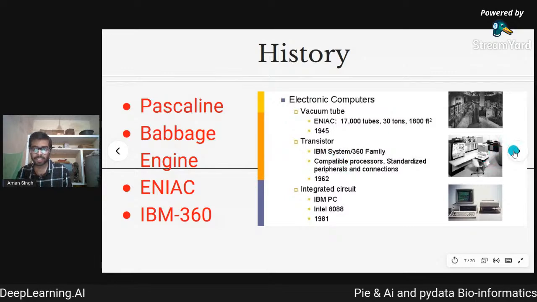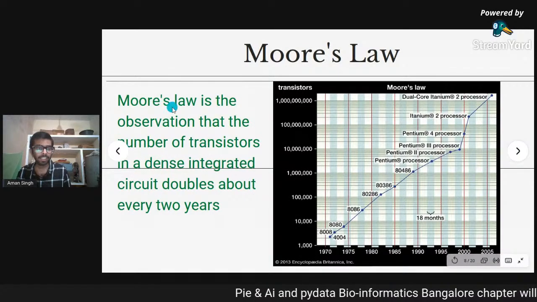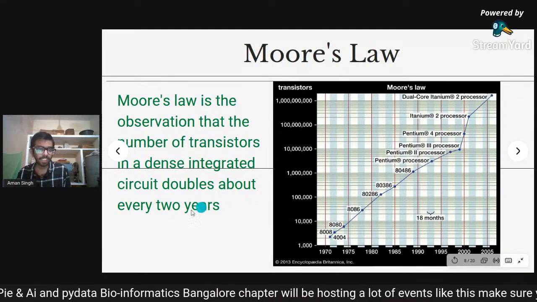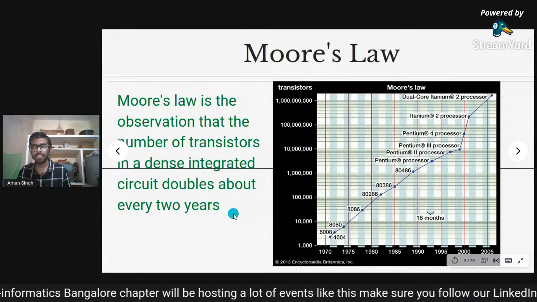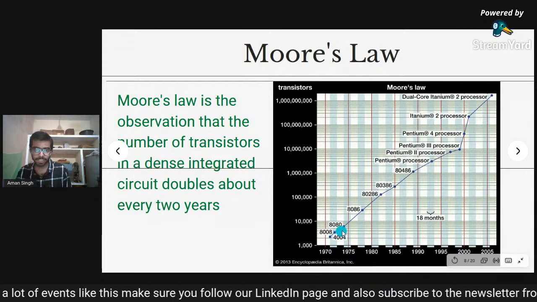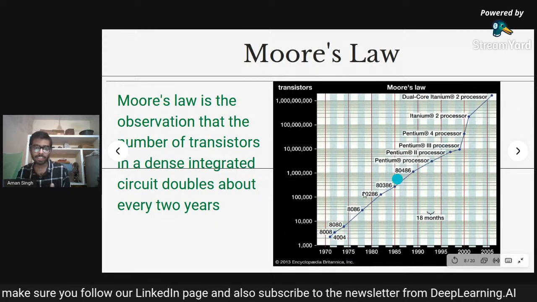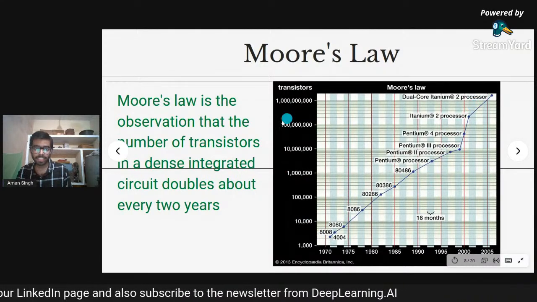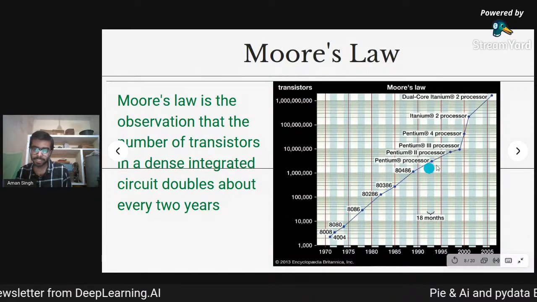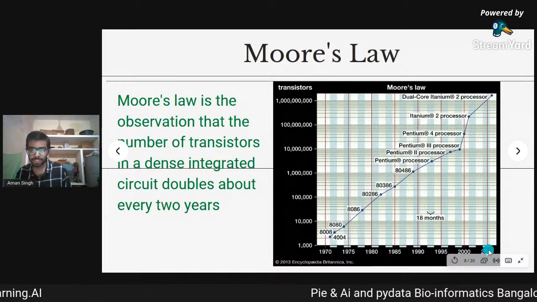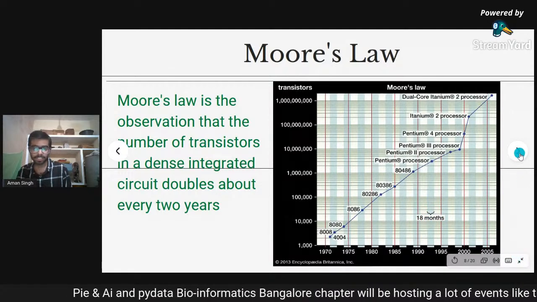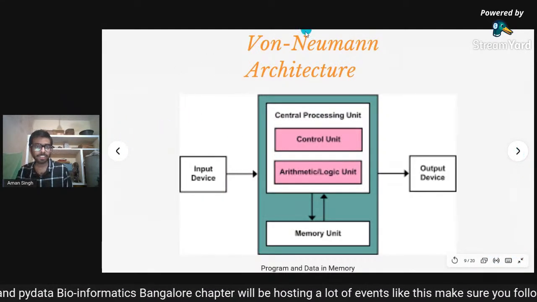Moore's law is the observation that the number of transistors in a dense integrated circuit doubles about every 2 years. First, it was a single year, but afterwards it was changed to 2 years. You can see 1970 is there, then a type of linear graph, and this has increased up to 2005 only. Here it is written around 18 months, but it was around 2 years.